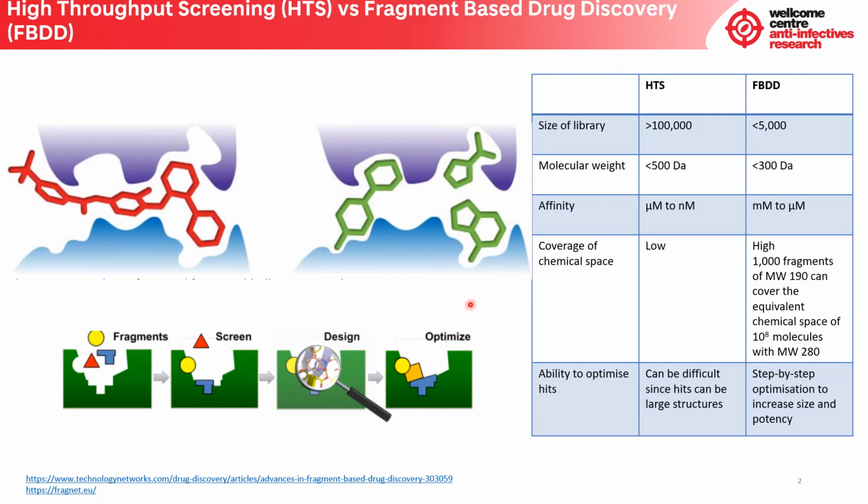The benefit of fragment-based drug discovery over high throughput screening is its coverage of chemical space. This is noted quite nicely where 1,000 fragments with a molecular weight of 190 Daltons can actually cover the equivalent chemical space of 10 to the 8 molecules with a molecular weight of 280. This goes up to equivalent chemical space of 10 to the 18 molecules with a molecular weight of 440. So when you get into 440 and 280 Daltons, you're really falling within high throughput screening, and therefore the issues that I mentioned earlier on associated with high throughput screening.